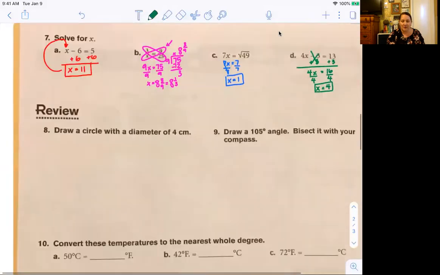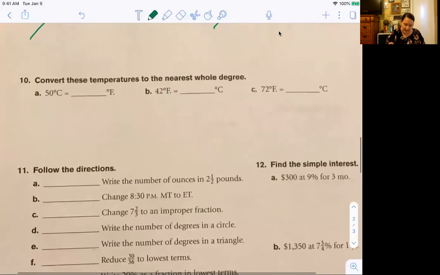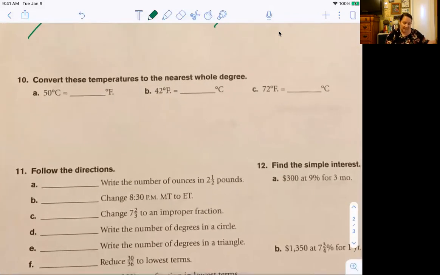Okay, so we are not going to do that or that. Let's go ahead and look at A and B of 10. We'll do that, and then I'll assign your assignment for tonight.